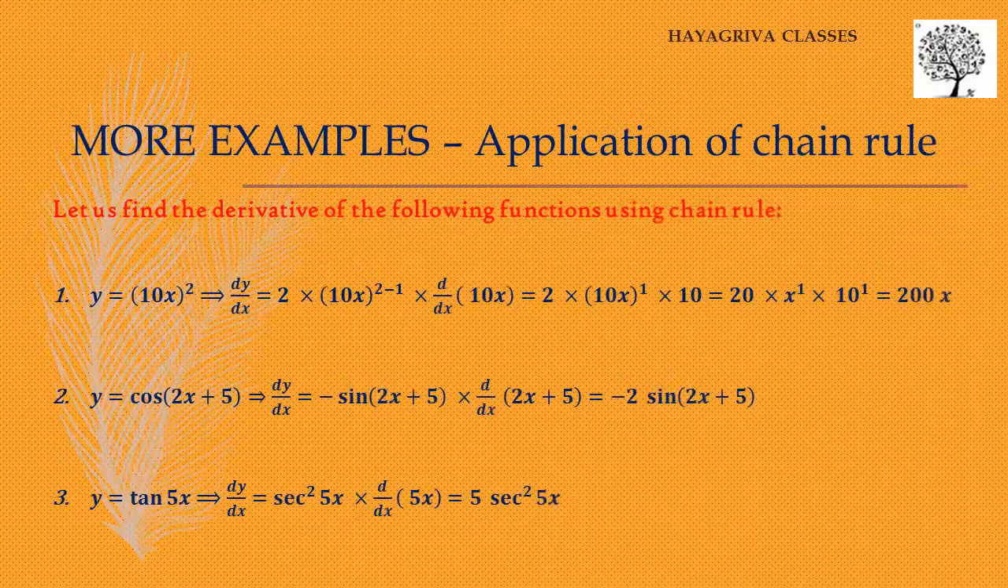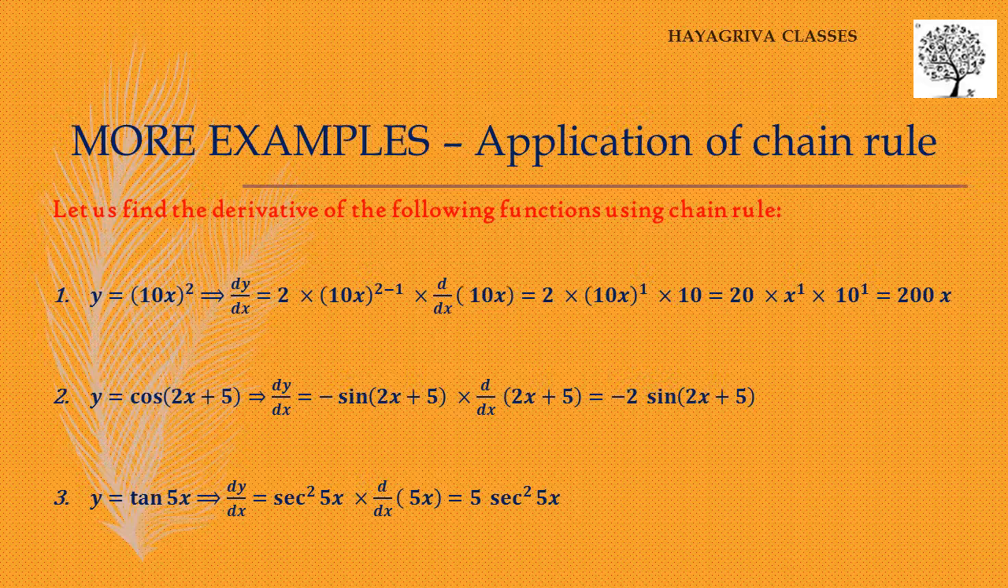Let us try to apply the chain rule to solve some more problems. Take the first one. Y is equal to 10x the whole square. So first use n into x power n minus 1. So 2 into 10x power 2 minus 1. And then we differentiate 10x, which is 10. So our answer becomes 2 into 10x into 10. So that is 200x. In the second question, we've taken y as cos of 2x plus y.